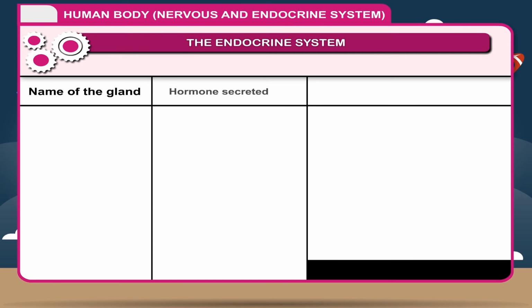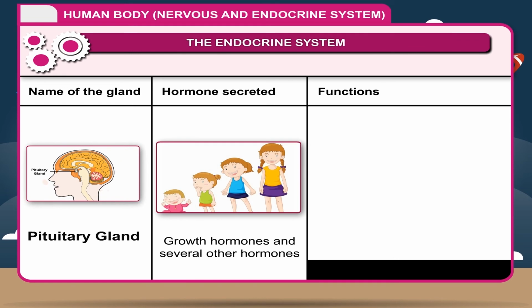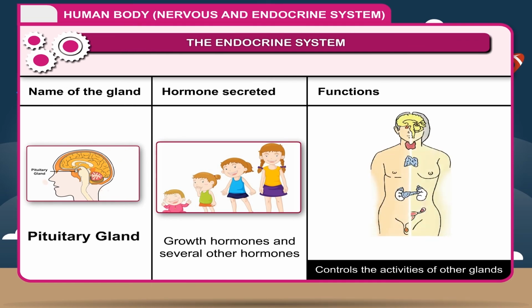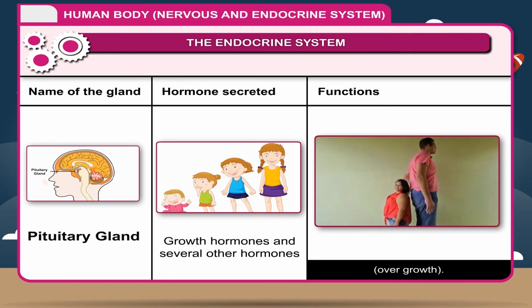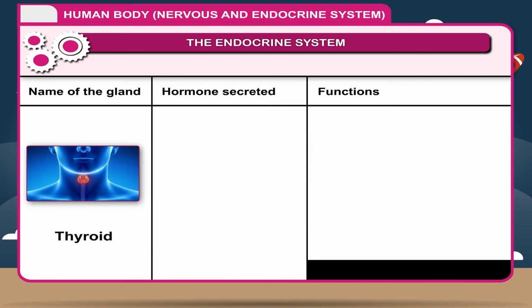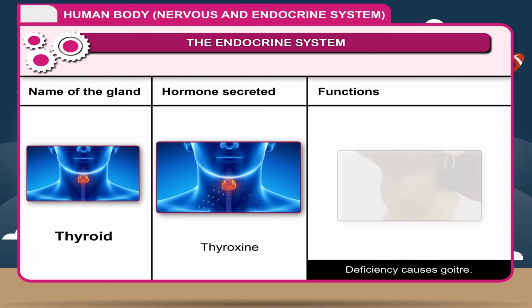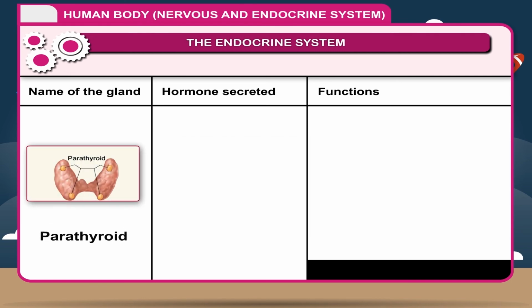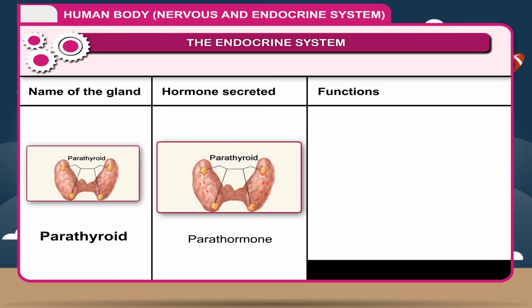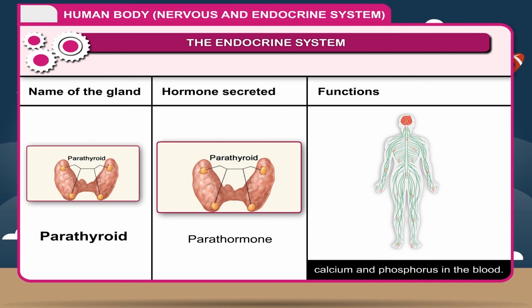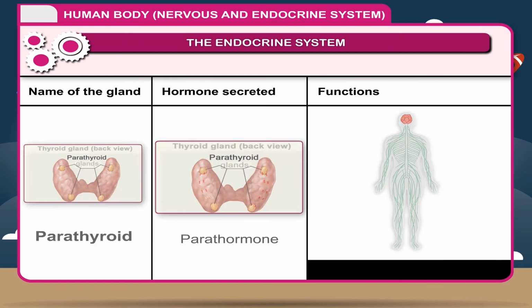Name of the gland, hormones secreted, functions. Pituitary gland: growth hormones and several other hormones. Controls the activities of other glands. Deficiency causes dwarfism. More secretion causes gigantism, overgrowth. Thyroid: thyroxine, controls metabolism and growth. Deficiency causes goiter. Parathyroid: parathormone, controls the concentration of calcium and phosphorus in the blood.